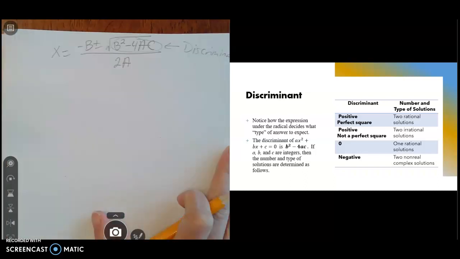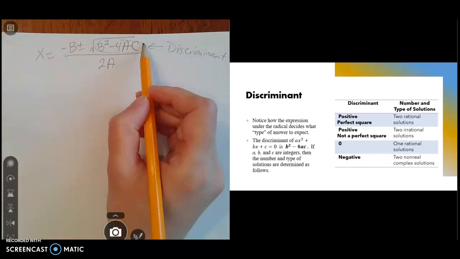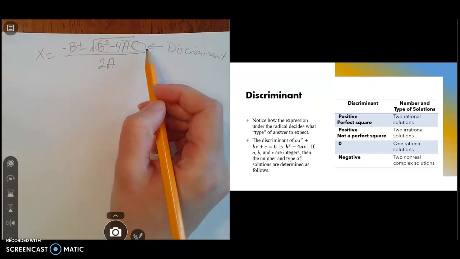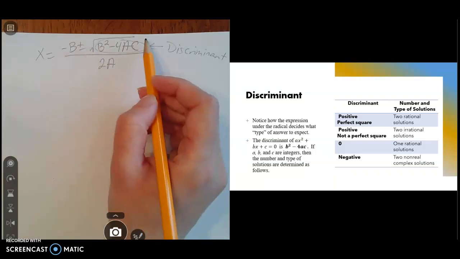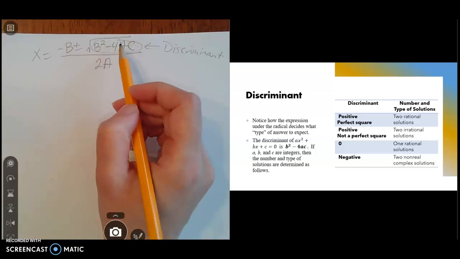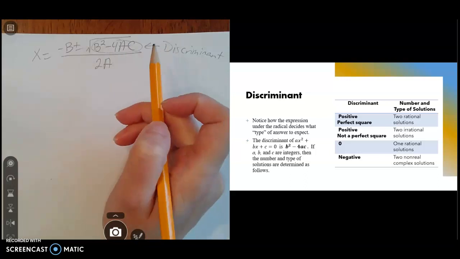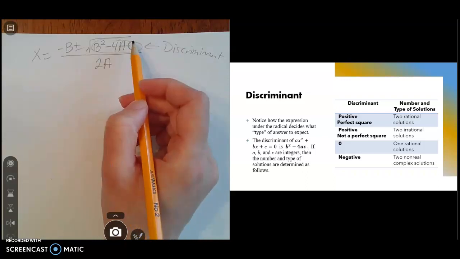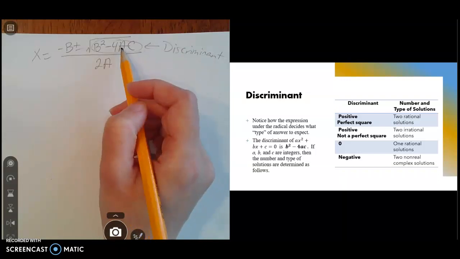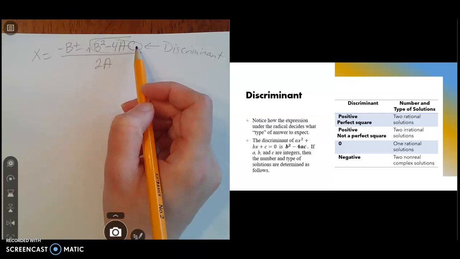Okay? And the discriminant is nice because it tells us what kind of answers to expect. Because you're taking the square root, if that discriminant is positive, you know it's going to be a real number. If it's a perfect square, you know you're going to be able to take that square root, and then you're going to get a rational answer. You're going to get some sort of a fraction or some sort of an integer kind of an answer, okay? If you have a positive value, but it's not a perfect square, well, you're going to get an irrational solution, but it'll be real. Okay, you'll get two irrational answers.